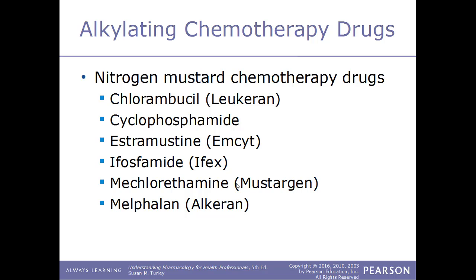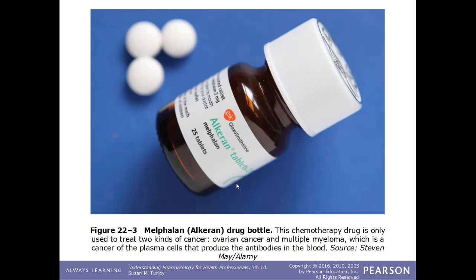by its trade name Emcyt, ifosfamide, known by the trade name Ifex, mechlorethamine, known by its trade name Mustargen, and melphalan, also known by its trade name Alkeran. In this image we see a bottle of the drug Alkeran, and this chemotherapy drug is only used to treat two different kinds of cancers, ovarian and multiple myeloma.